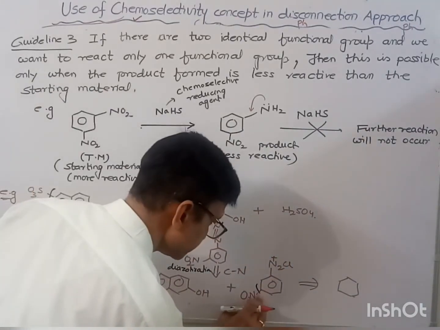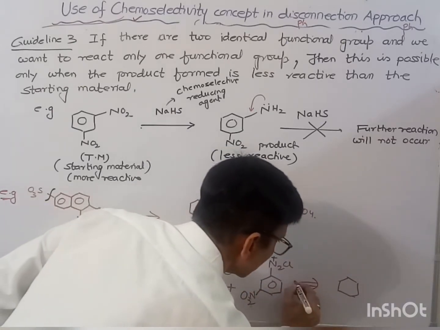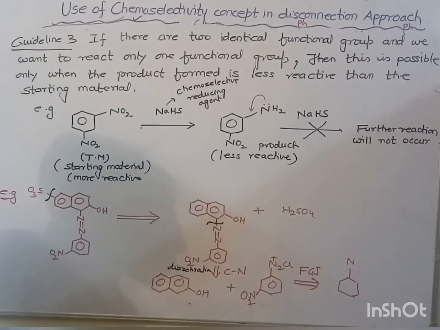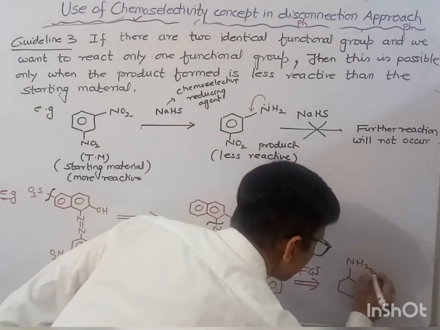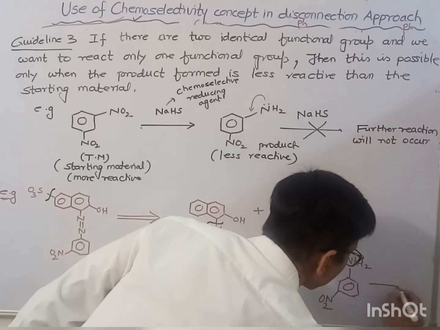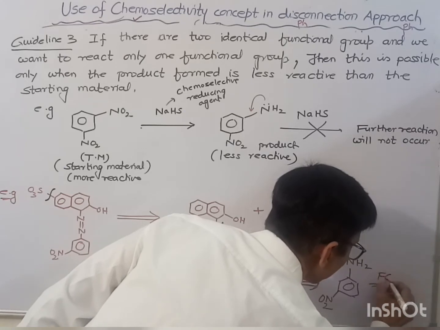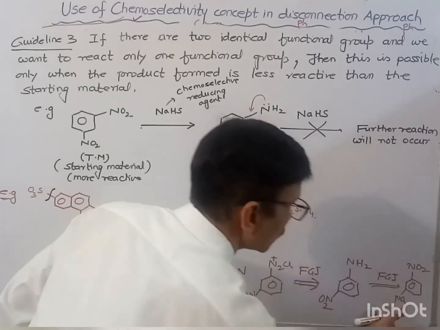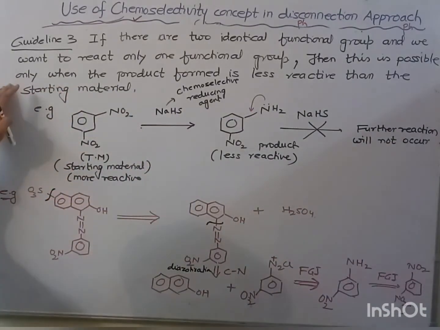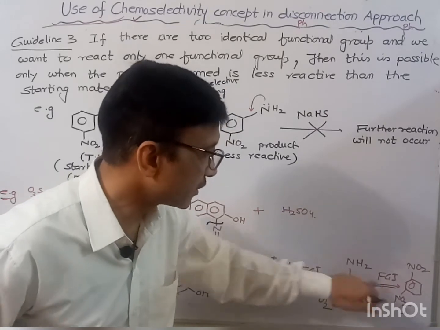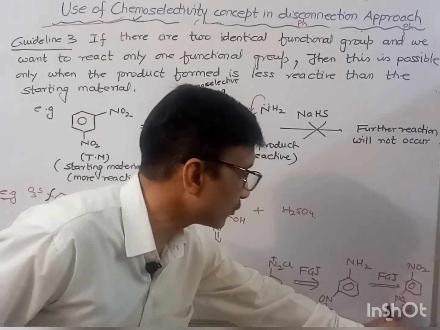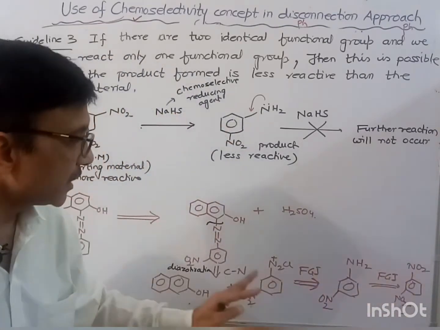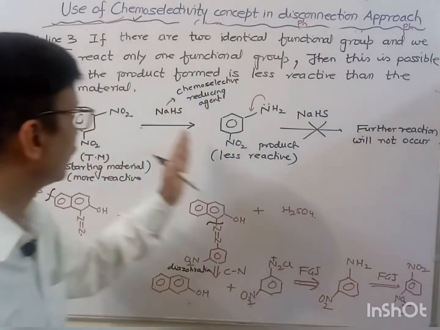Now we can do the FGI, and that will be converted first into NH2 and then into NO2. Suppose I write NH2 and then this NO2, and further FGI, and we can write NO2 and here NO2. So if you see where this guideline is used: if we do the FGI of this, and you see the reverse reaction, this meta-dinitrobenzene in presence of sodium hydrogen sulfide will give this NH2 group, only one of the NO2 will get reacted. So in this disconnection example, we have followed this guideline.